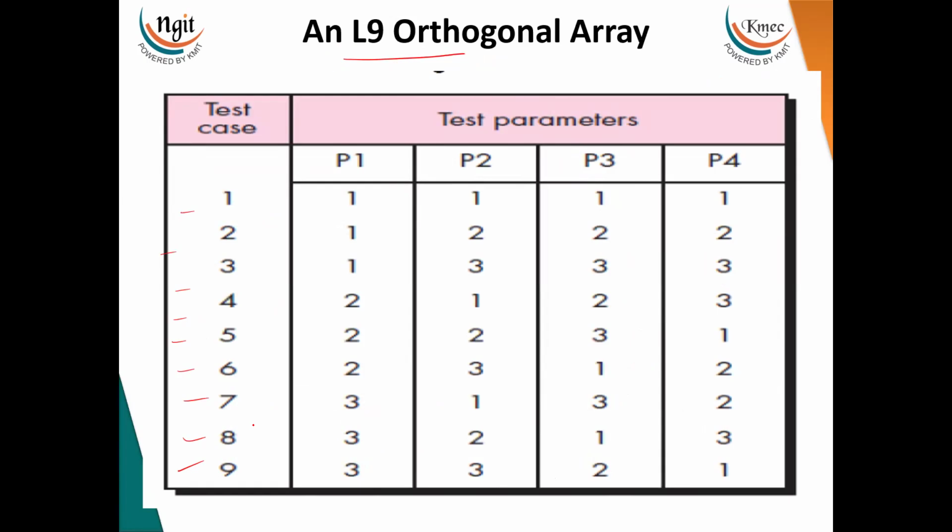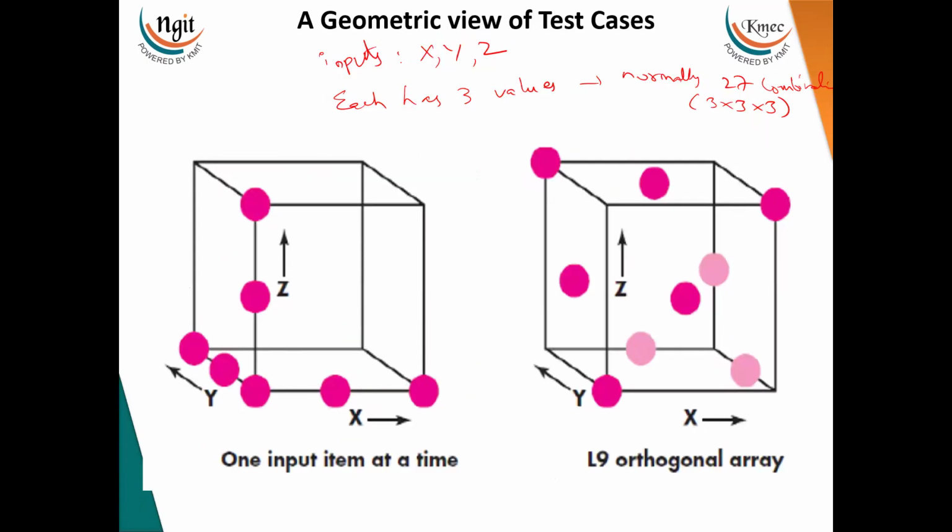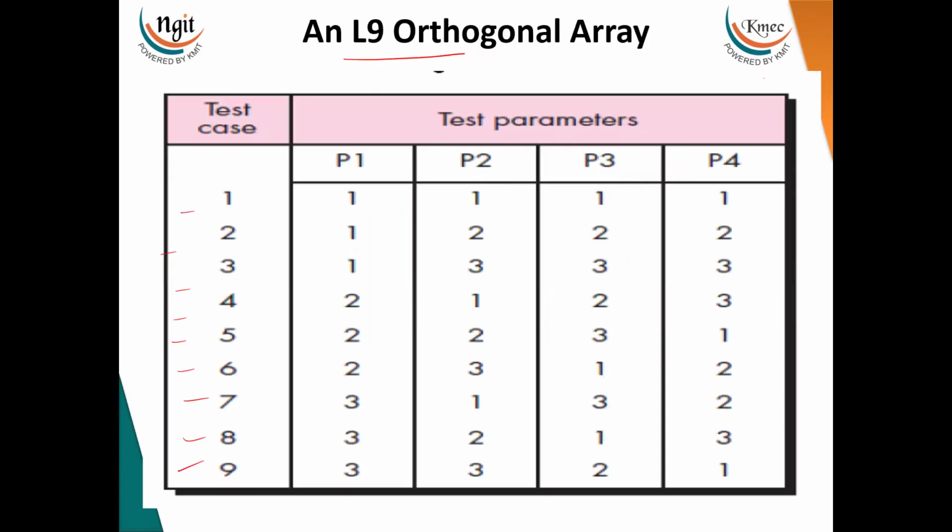Referring to the figure, the left cube represents the limited test coverage and the right cube, the orthogonal array, shows broader and smarter coverage. Basically, in black box testing we don't look at the code, so we focus on what the system should do. Techniques like equivalence partitioning, boundary value analysis and orthogonal array all help us create effective test cases, save time and ensure quality. That's it, friends. Thank you.